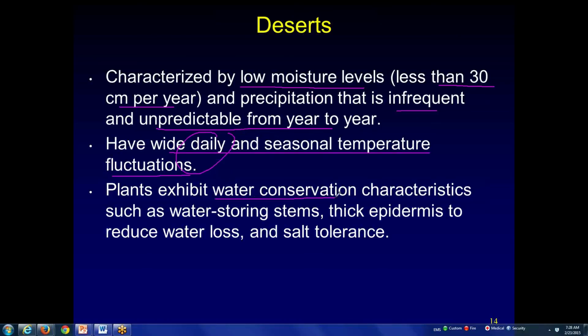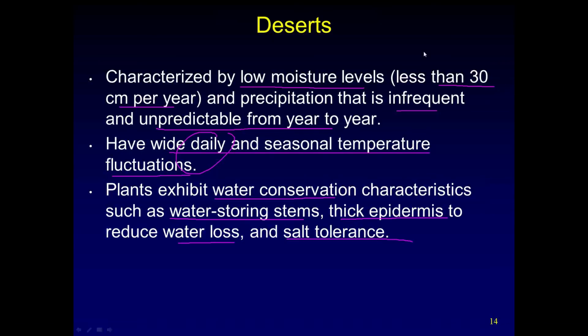Plants exhibit all types of water conservation characteristics, like very juicy water-storing stems. We call those succulent plants. Very thick epidermis, a very thick waxy cuticle to reduce water loss, and a very high salt tolerance, as well as all kinds of thorns. Herbivores love to eat these plants, of course, one, for their nutrition, and two, for their water. And so thorns are heavily covered on these various plants here.